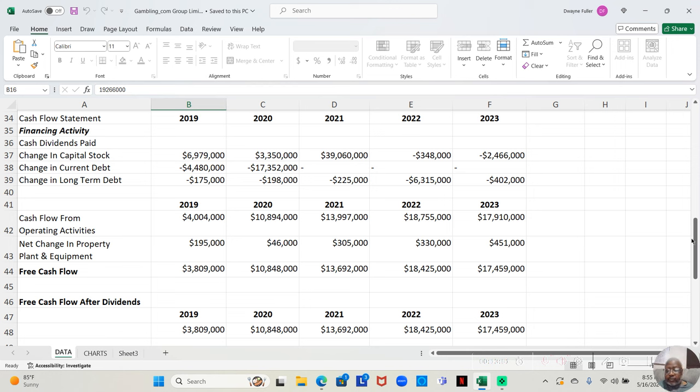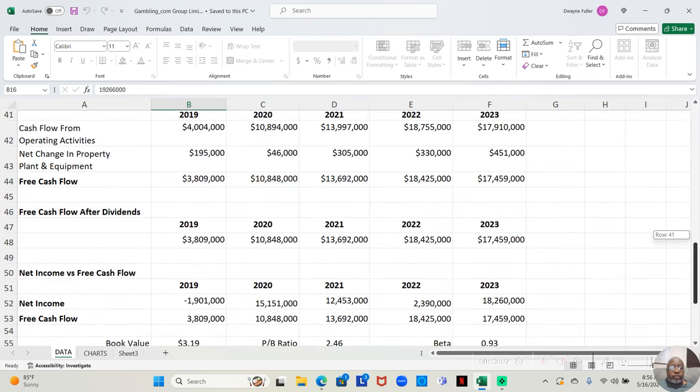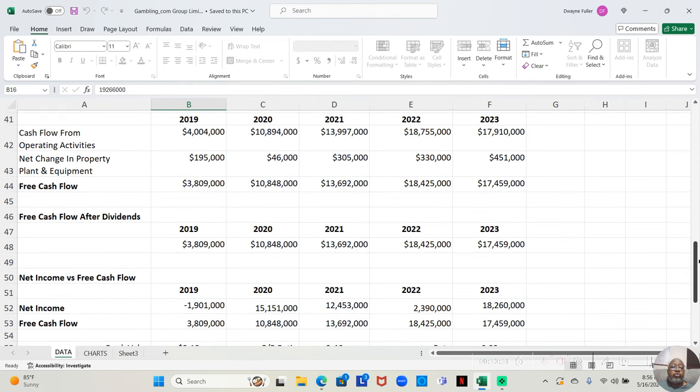We're going to skip the current and long-term debt, because we covered that with the balance sheet. But we'll come to cash flow. In 2019, they had 3,809,000 for cash flow. 2020, they had 10,848,000 in free cash flow. 2021, they had 13,692,000 in free cash flow. 2022, they had 18,425 in free cash flow. And 2023, they had 17,459,000 in free cash flow.